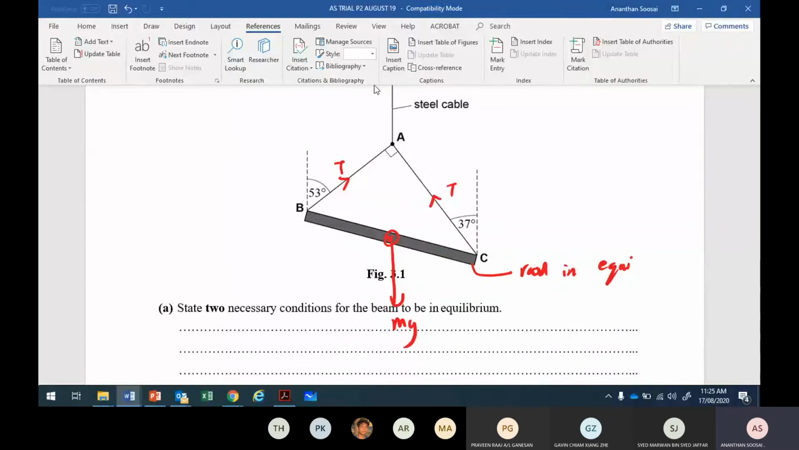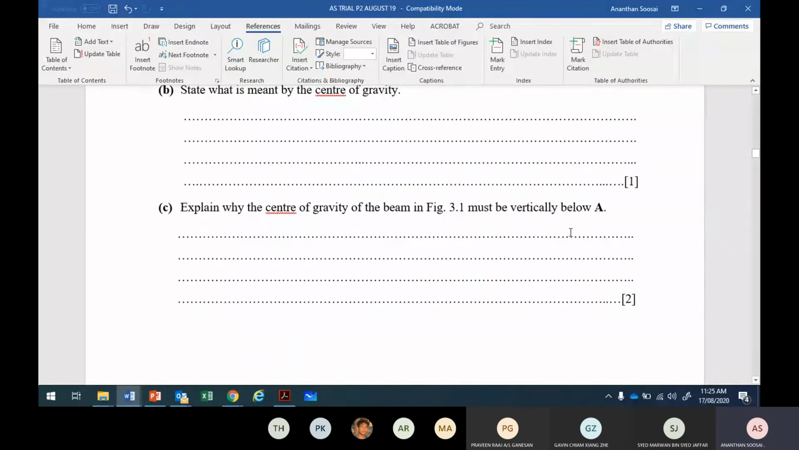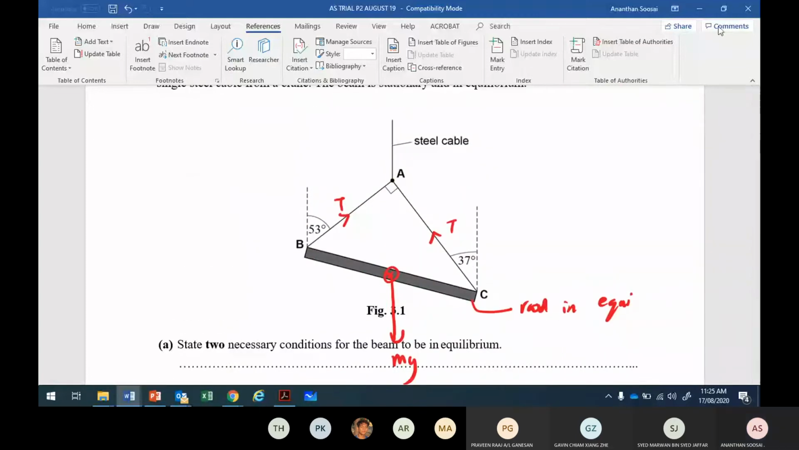Okay, so we go for 3C. If anything is not appearing, you better inform me earlier. So this rod, your friend is asking for C: why the center of gravity must be below A. Explain why the center of gravity of the T must be vertically below A.